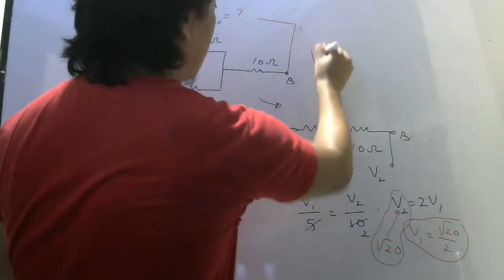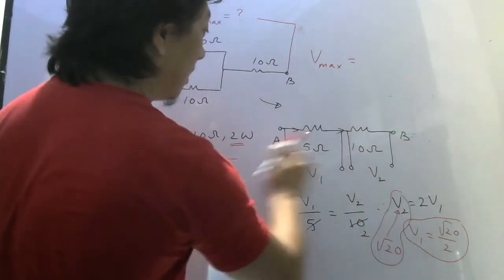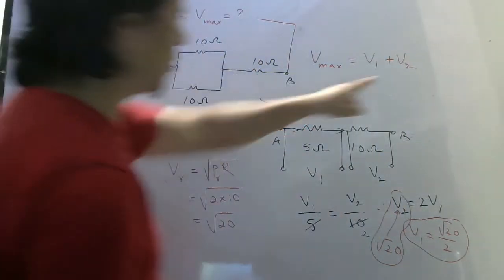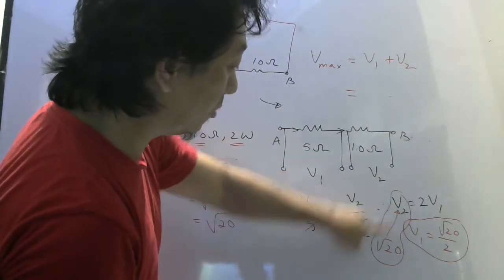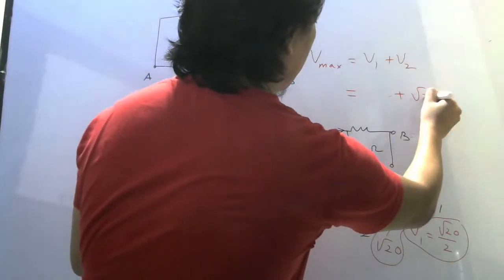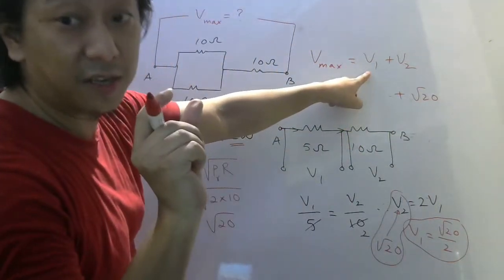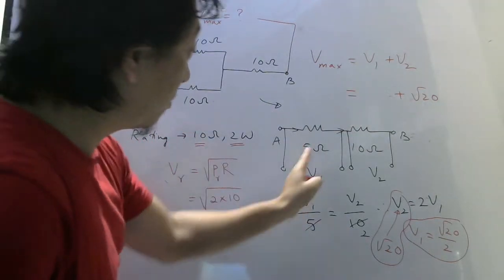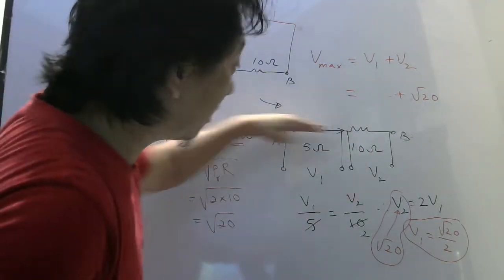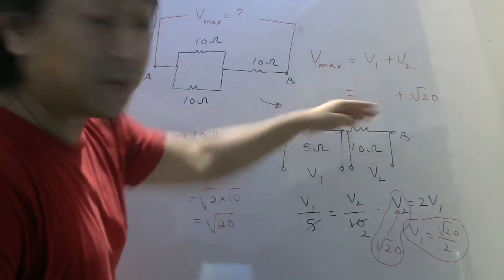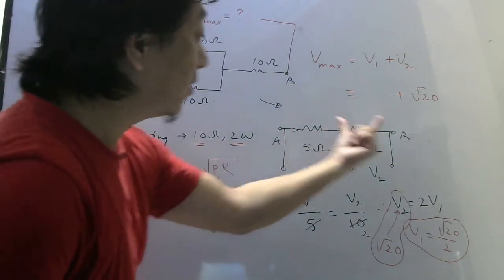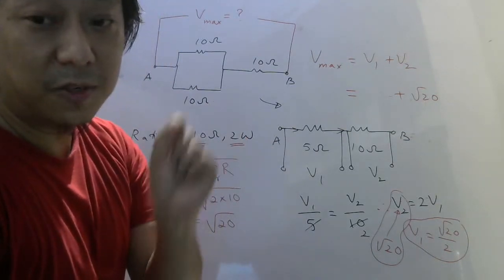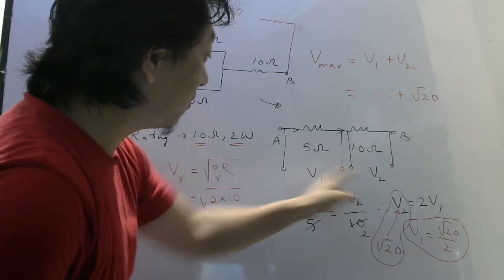So the maximum possible voltage between A and B will be V1 plus V2. We have given V2 the maximum, root 20. Then V1 will have a definite relation. You cannot make this also root 20, this also root 20. It is impossible because these two are in series, so the current must be the same. That means the voltage by resistance here and here must be the same. So there is a definite relation between the voltages. You cannot make both of them maximum.